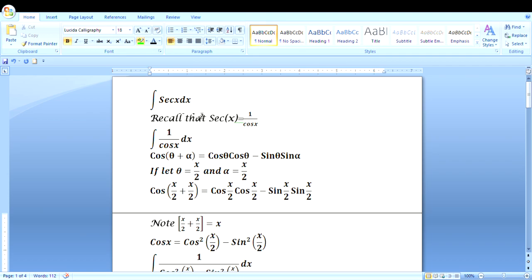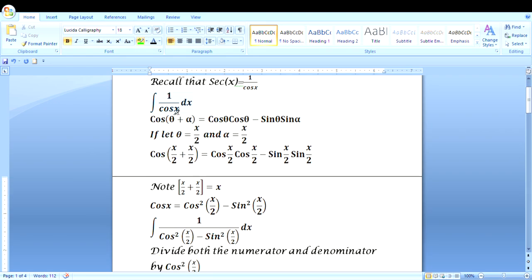Now, what is sec x? Sec is the inverse of cos. So we know that sec x is 1 over cos x. We replace sec x with 1 over cos x, and this becomes the integral of 1 over cos x dx. Now, here we will look for an expression for cos x from the double angle.